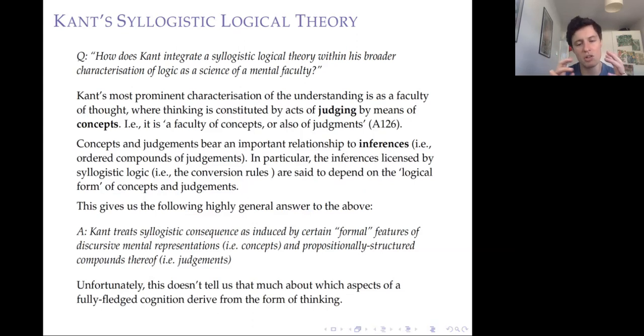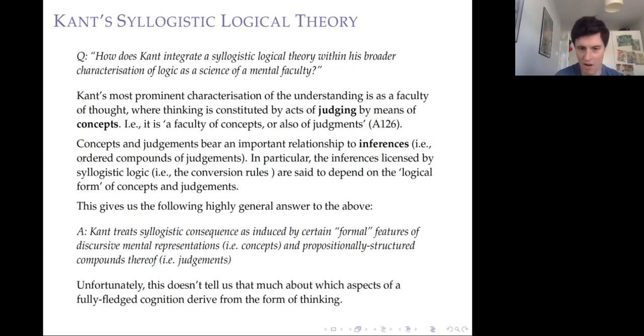Generally, the way in which Kant connects these two things up is, he doesn't directly do this, obviously, but I think it's clear from his lectures on logic that syllogistic consequence comes about as a product of, induced by, certain formal features of the distinctive aspects of the understanding. So we have the mental representations, concepts, and then we have the compounds of those things, judgments, and somehow the formal features of concepts and judgments ultimately get us syllogistic consequence.